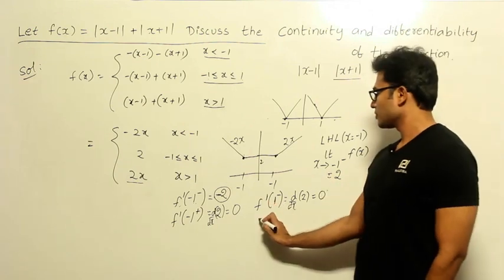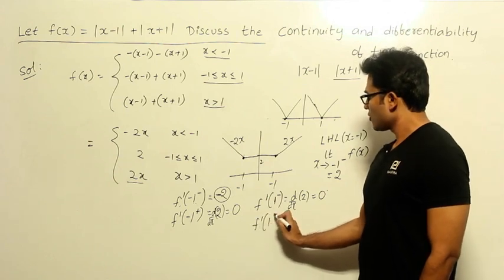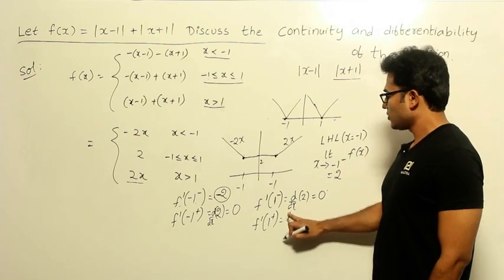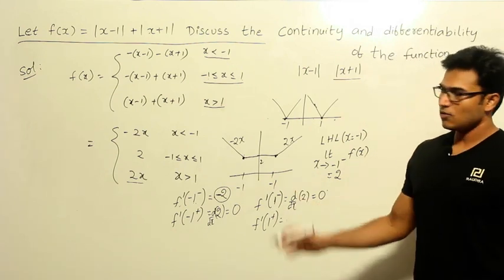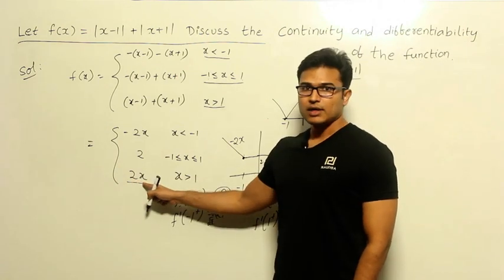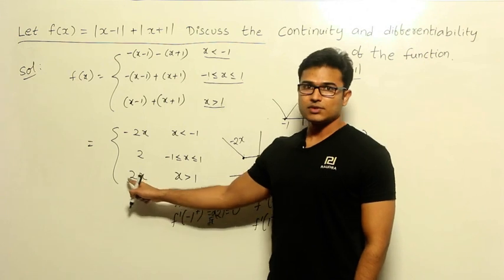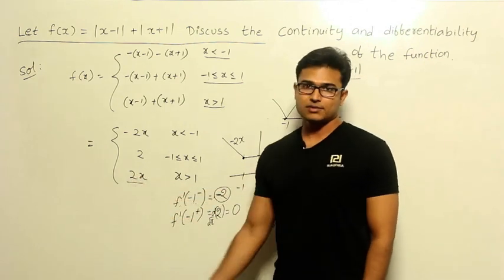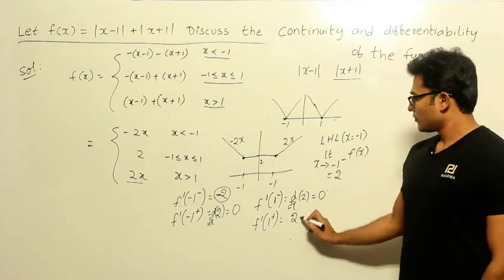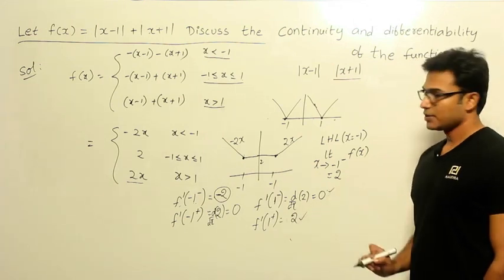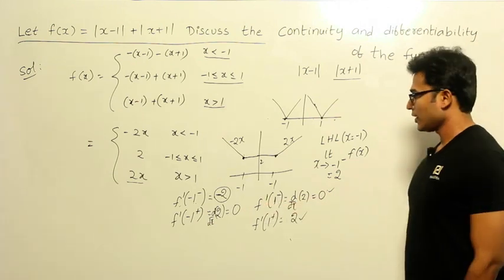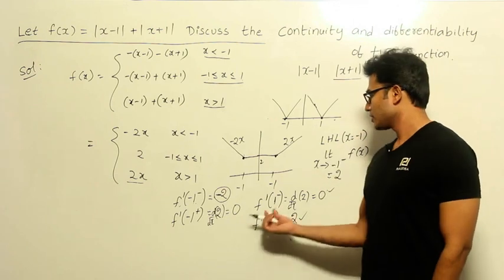Now what about the right derivative? For that you have to find out f dash of 1 plus. So find out the function to the right of 1, which means to the right of 1 is this one. You find out the differentiation of this, which is 2 into d by dx of x, which is nothing but 2. Got it? So therefore we got 2 here and we got 0 here. So we can say that the left derivative is not equal to the right derivative, and so the function is not derivable at this point 1.